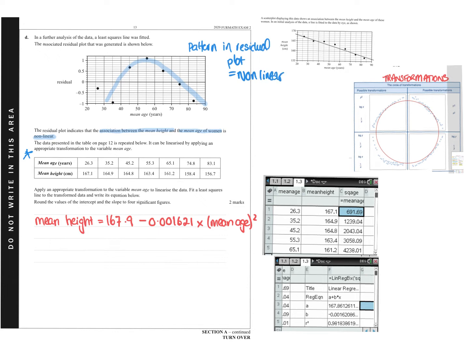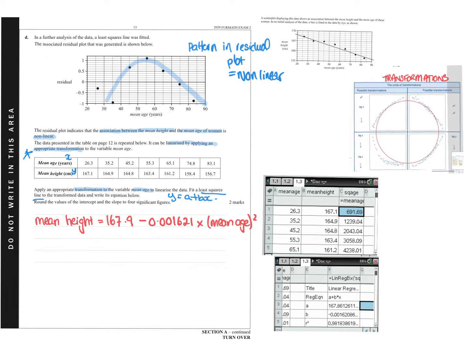So moving down in the question, they do say that it can be linear by applying an appropriate transformation. And it says apply an appropriate transformation to mean age. So they want you to transform the mean age. For us, that was the X value. So we need to do an X transformation. And then they want you to find the least squares line. When they want that, that means they just want the Y equals A plus BX formula.